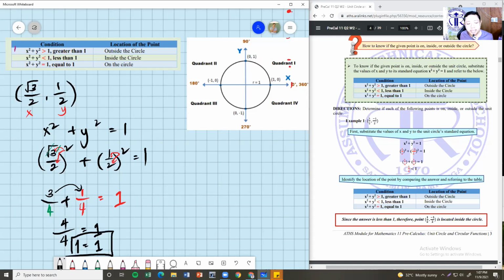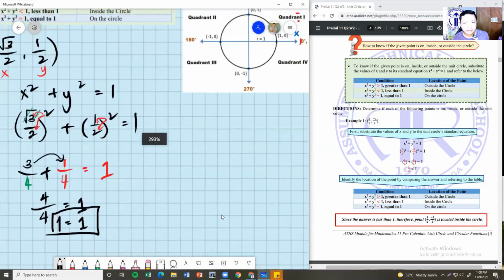What conclusion can you say about this point? Where is it? Is it inside, outside, or on the circle? Type your answer in the chat box, please. Very good. It's on the circle simply because it equated to 1. Got it? What about this? One more.